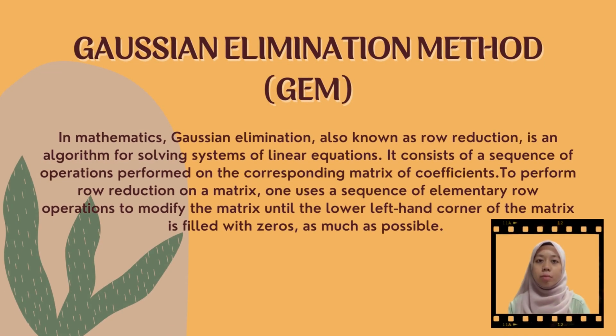Next is the Gaussian elimination method. In mathematics, Gaussian elimination, also known as row reduction, is an algorithm for solving systems of linear equations. It consists of a sequence of operations performed on the corresponding matrix of coefficients. To perform row reduction on a matrix, one uses a sequence of elementary row operations to modify the matrix until the lower left-hand corner of the matrix is filled with zeros as much as possible.